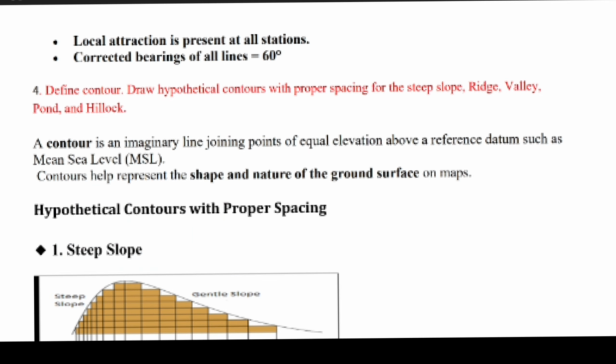So local attraction is present in all the stations. The corrected bearing of all the lines will be 60 degrees. You can make a tabular column, otherwise what I did, you can do it, you will get the marks. So the next question will be: define contour.